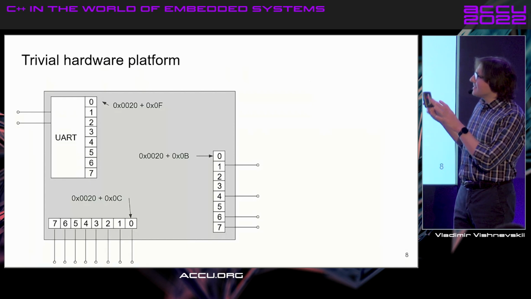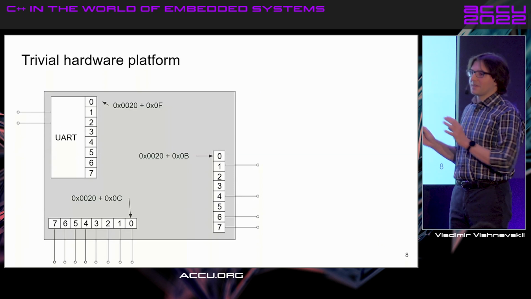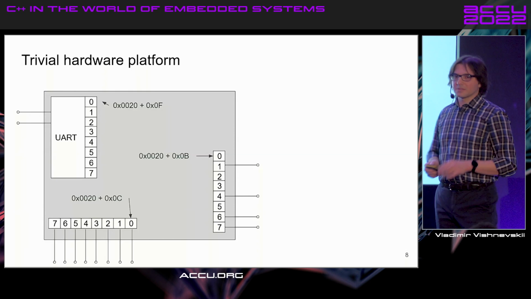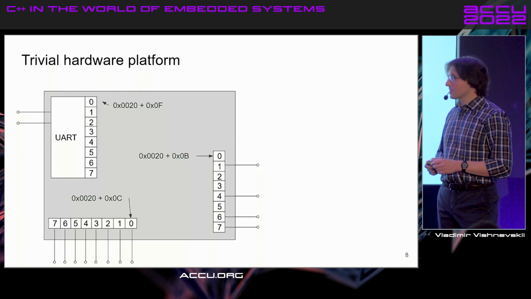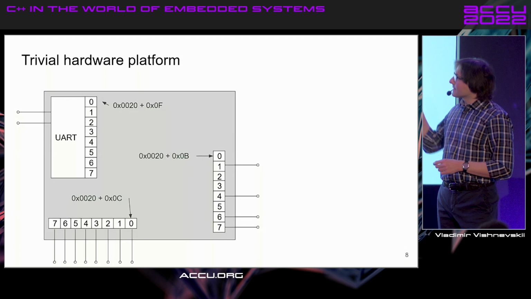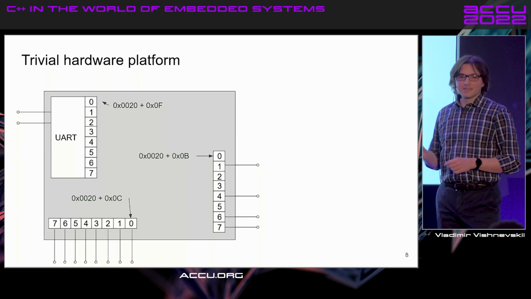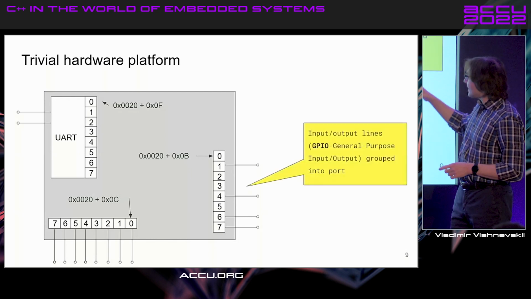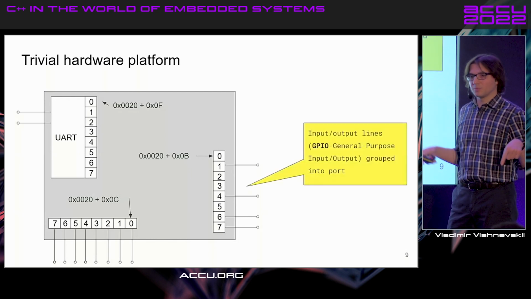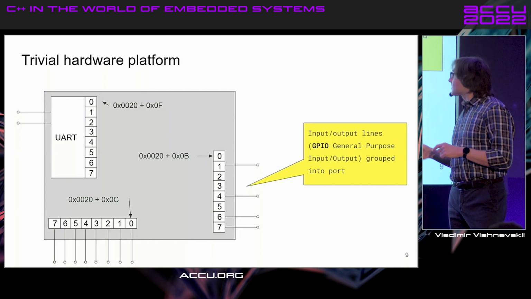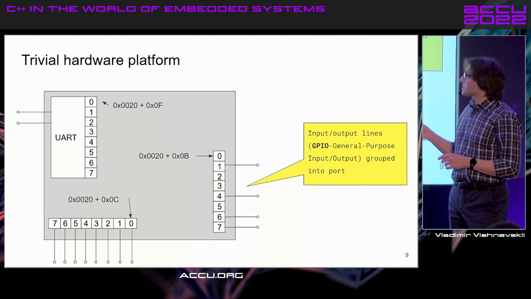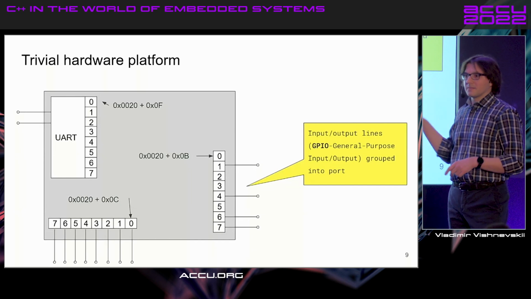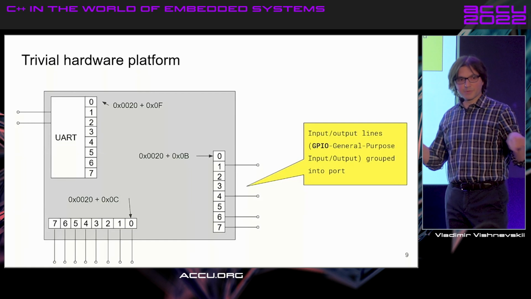So here we see a very simplified version of the hardware that can be used for developing a hardware-software platform. This is a core, some microcontroller. It has pins, and the pins are connected to the board. These are normally called general purpose input-output. These are the input-output lines that can be used to communicate with peripheral devices.